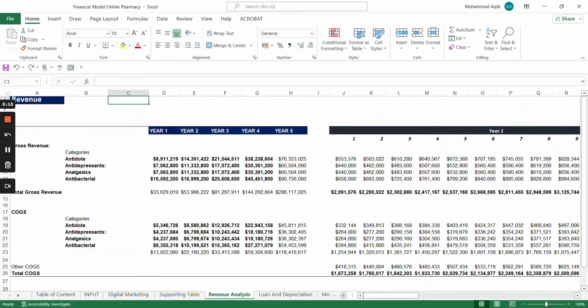Moving on to the revenue analysis, this includes the revenue generated by the online pharmacy by selling different categories and the respective revenues in US dollars. Furthermore, this sheet also includes the cost of goods sold that has been incurred by the business.